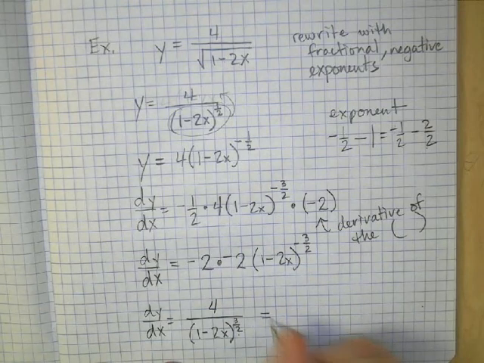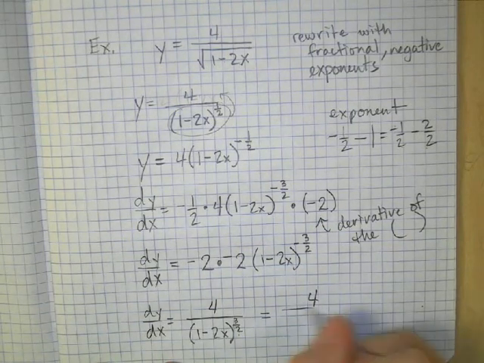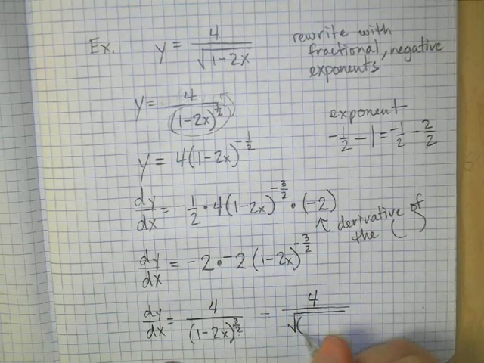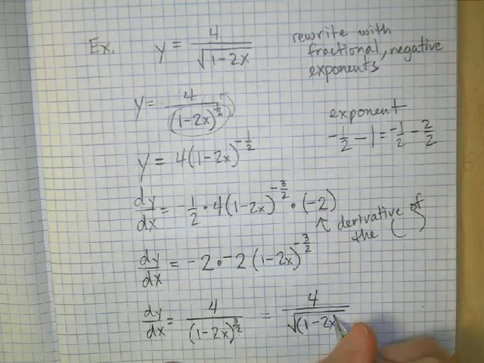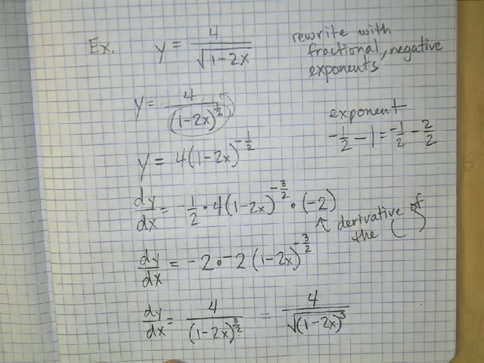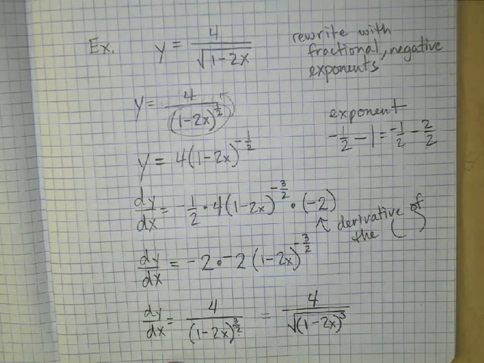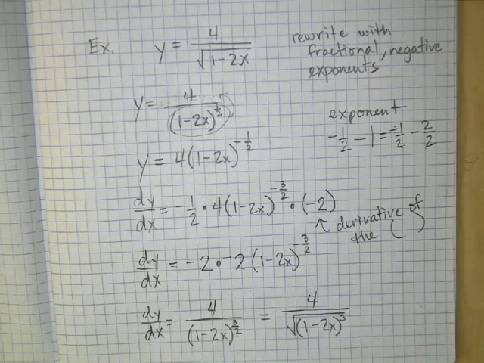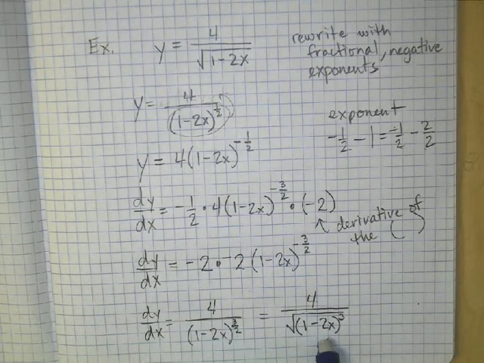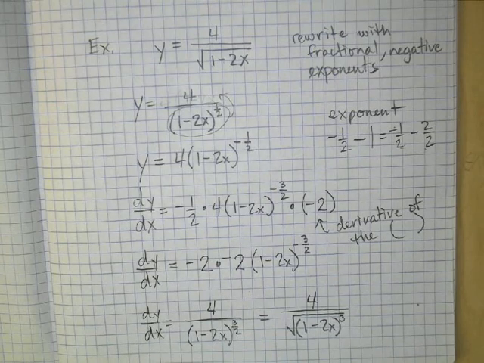So that would be 4 over the square root of 1 minus 2x, and I've got to keep my cubed. There it is, rewritten with a positive exponent and no fractional exponents. If this was in MathSpace it would probably be fine, but this looks a little bit cleaner using the square root rather than the fractional exponent, though they are certainly equivalent.